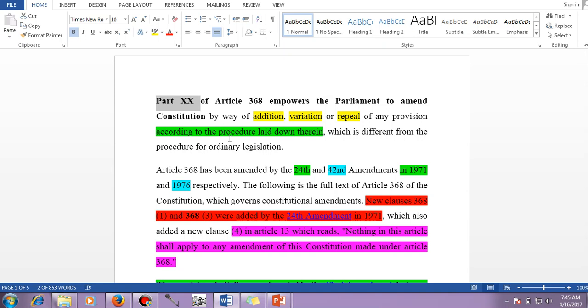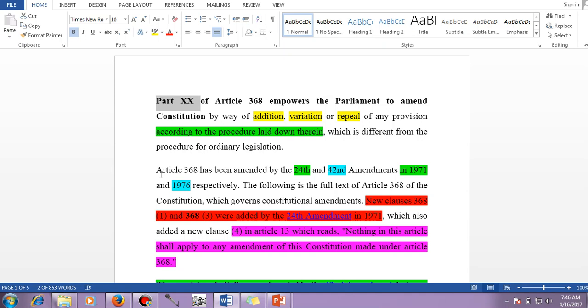If the rules allow, then only you can make addition, variation or repeal, which is different from the procedure for ordinary legislation. Now, Article 368 has been amended two times. So from this information you should have an idea that Article 368 also can be amended.